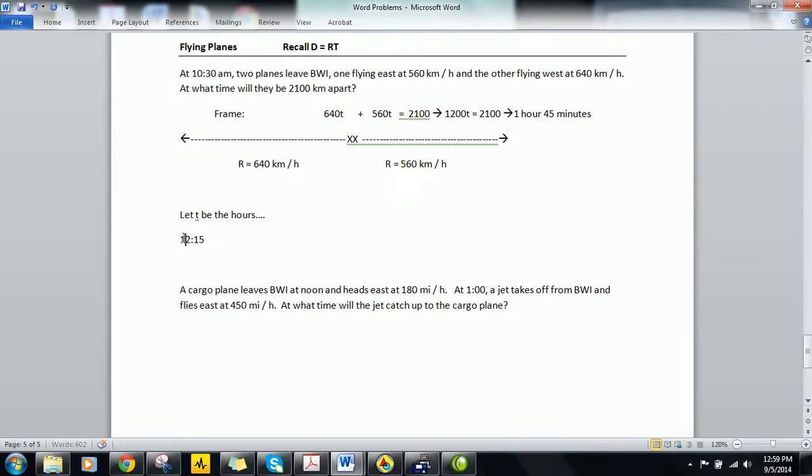So at 12:15, the planes are 2,100 kilometers apart. Solution. Okay? That's the first one. How about the second one?